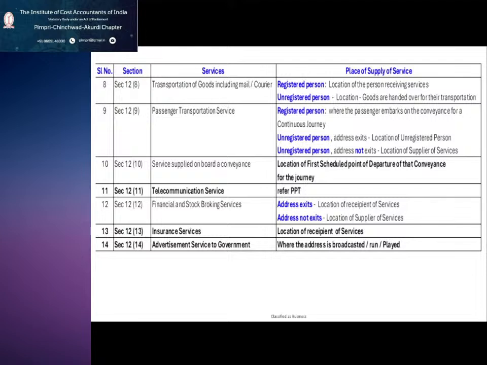If the address does not exist, put both answers, and then it will be easy that you have not missed anything. Then the next one is insurance services. If to a registered person, then the location of the service recipient is the place of supply, and if to a person other than the registered person, then the location of the recipient of services on the records of the supplier of service.